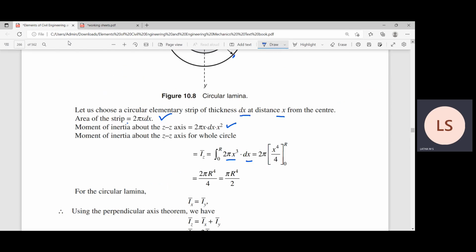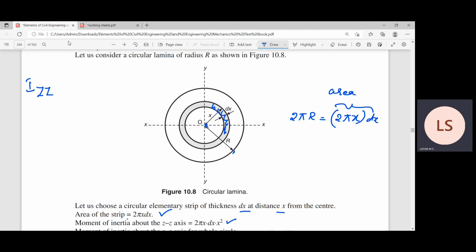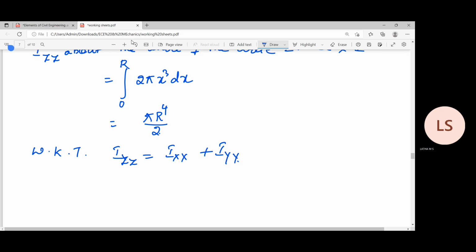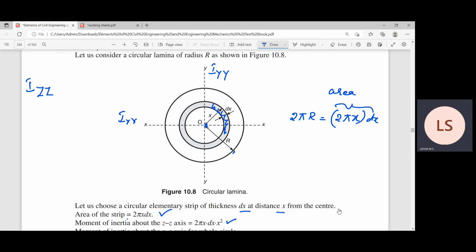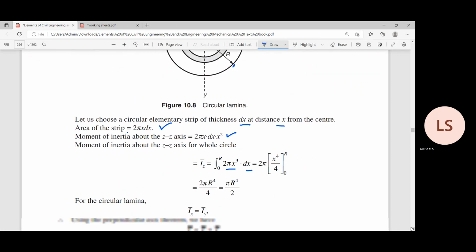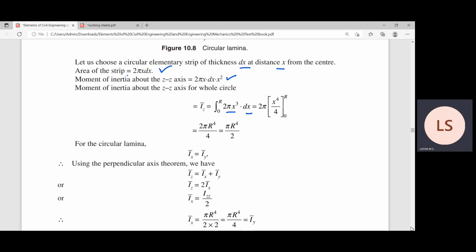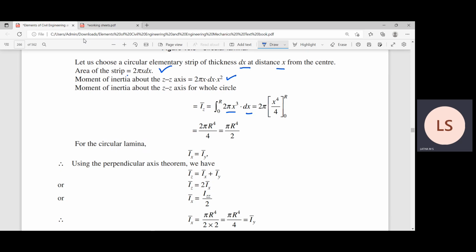I am supposed to calculate Ixx and Iyy. How to calculate now? How to relate? So we know that Izz is equal to Ixx plus Iyy, the polar moment of inertia, using the perpendicular axis theorem.